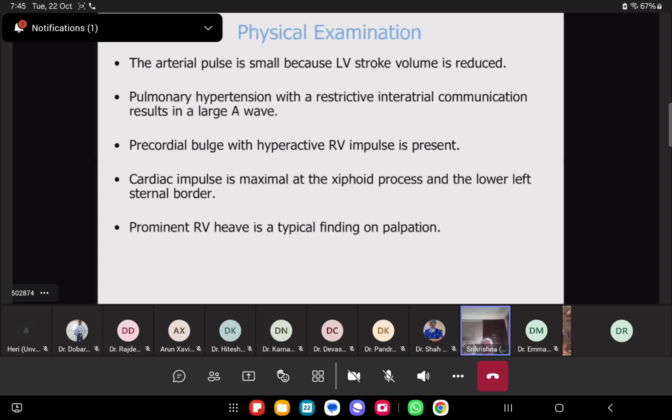Coming to the physical examination, the arterial pulse will be small because LV stroke volume is reduced. Pulmonary hypertension with restrictive interatrial communication results in a large A wave. A precordial bulge with a hyperactive RV impulse is present. The cardiac impulse is maximal at the xiphoid process and the lower left sternal border. A prominent RV heave is a typical finding on palpation.